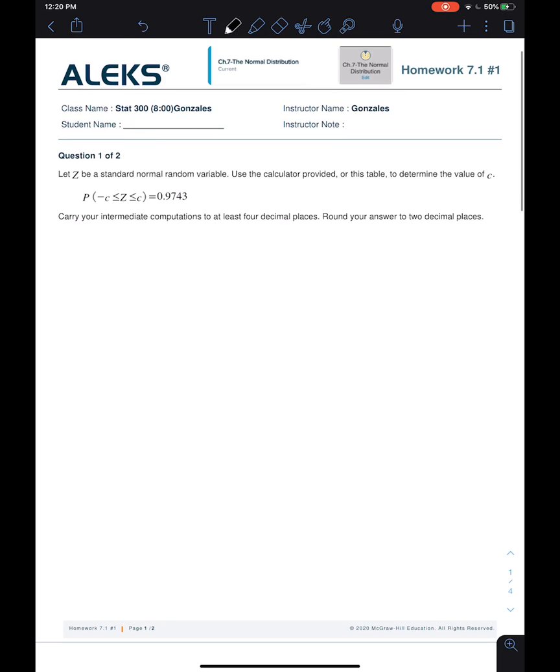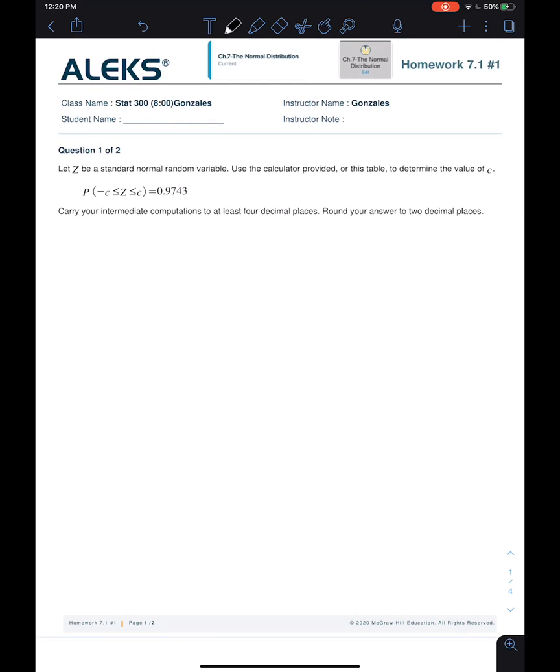So now we want to take a look at this particular problem, and we've got two of them on the interactive side. Let z be a standard normal random variable, so that means that we're talking about a standard normal curve. Use a calculator provided or a table. We'll use the table to determine the value of c.